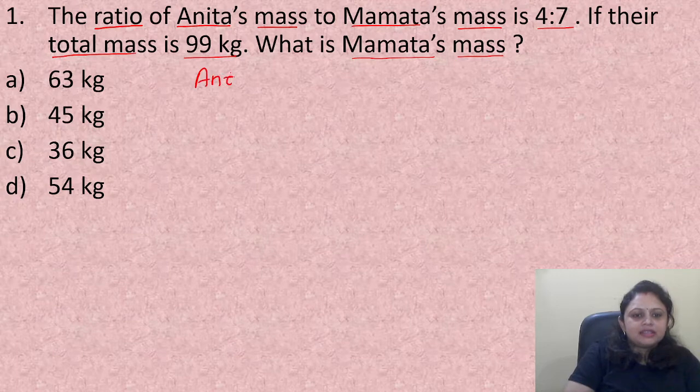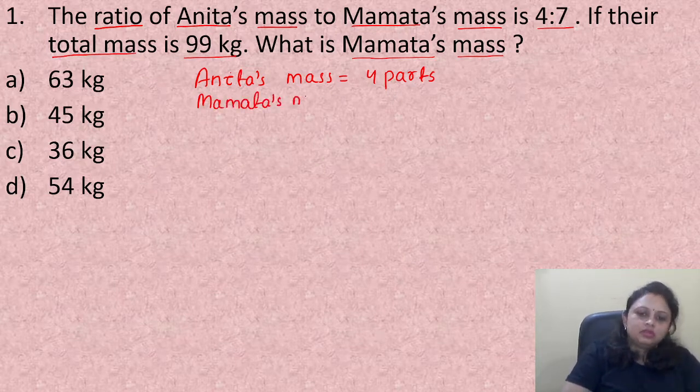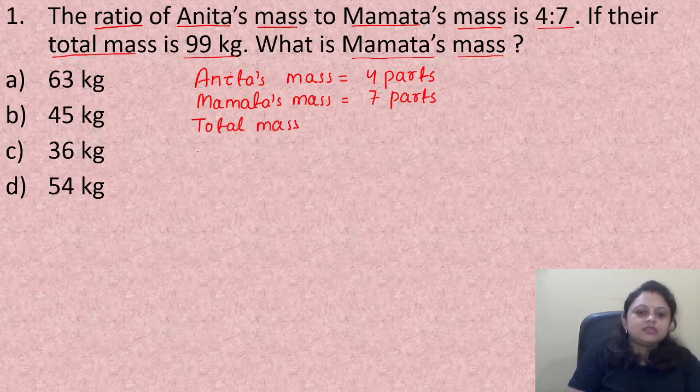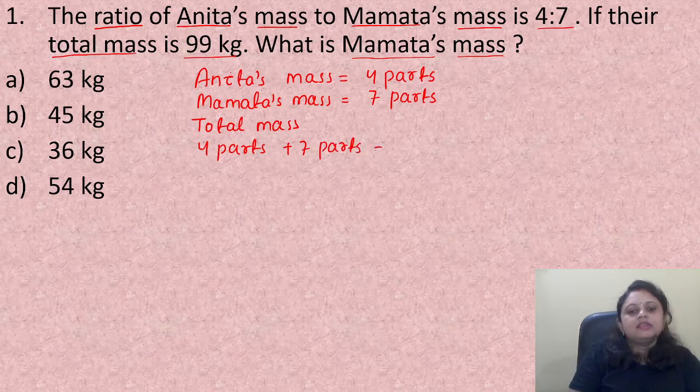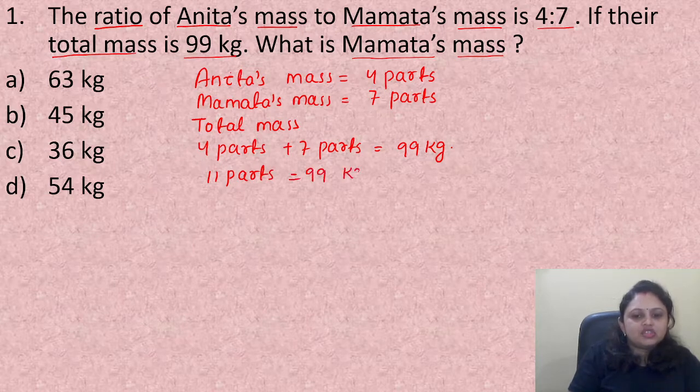So we can write that Anita's mass is equal to 4 parts. Then Mamata's mass is equal to 7 parts because the ratio given is 4:7. Okay. So what is their total mass? Their total mass is 4 parts plus 7 parts, equal to 99 kg, which is given in the question. So 11 parts equal 99 kg. One part, what will be the value? One part is 99 divided by 11, equal to 9 kg.